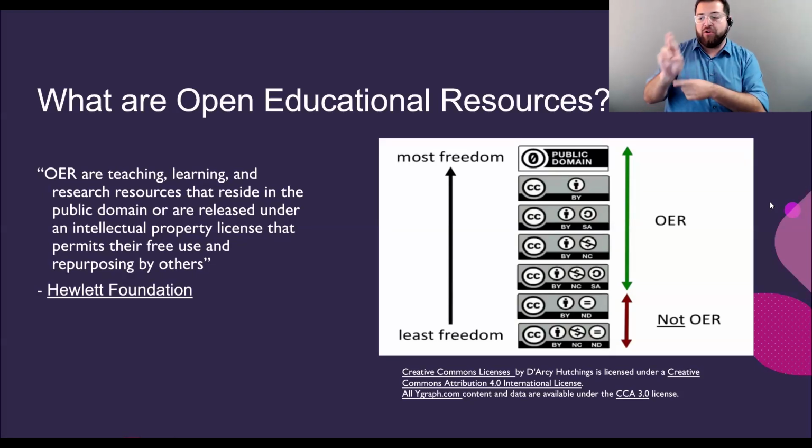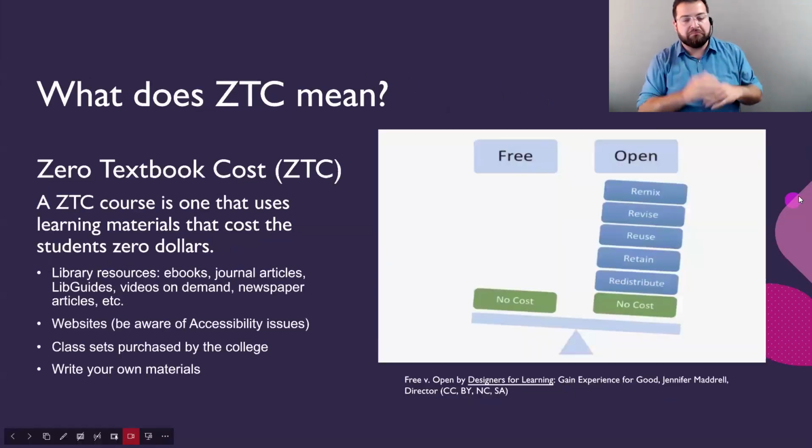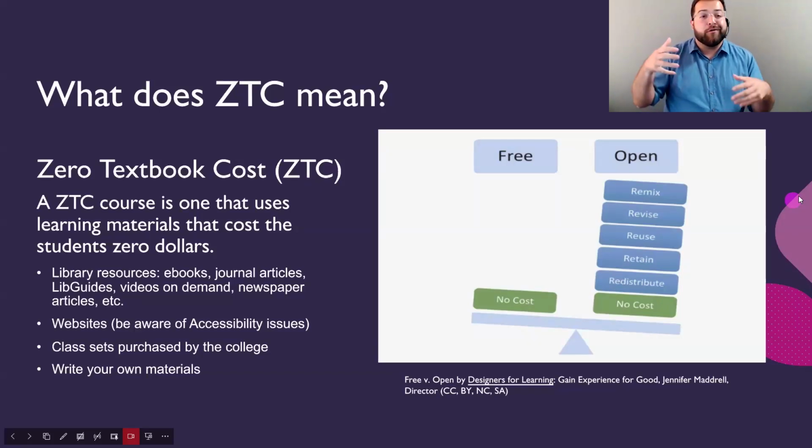Now, most of the time OERs are free for our students, but sometimes there could be a cost associated with them, especially if you require your students to print those materials. Then there would be the cost of the paper, the ink, that type of thing. Then there's another acronym, ZTC, zero textbook cost. This is referring not necessarily to the license, but to the cost.